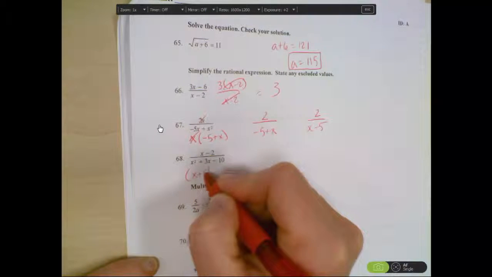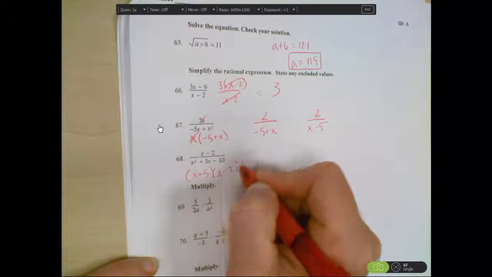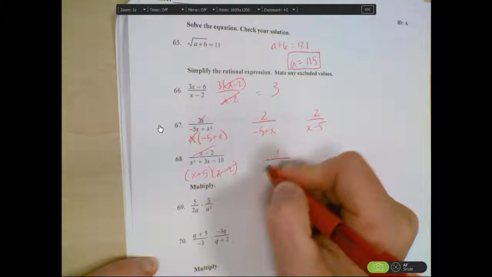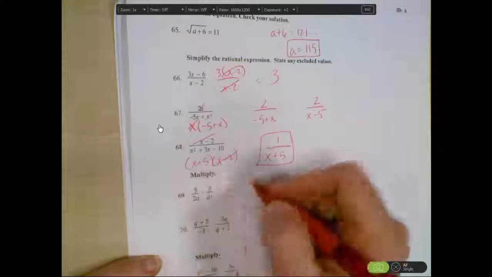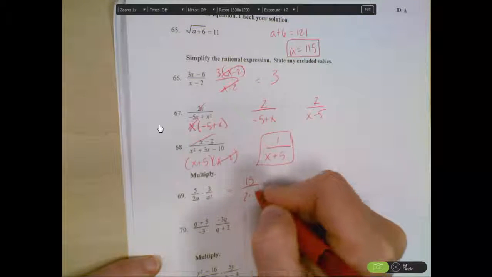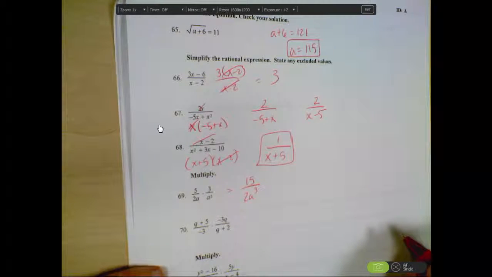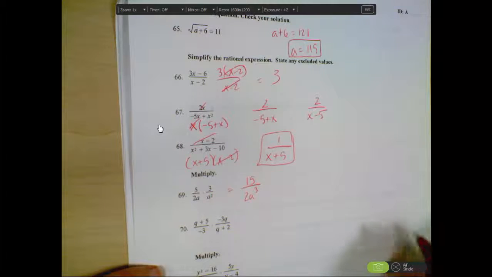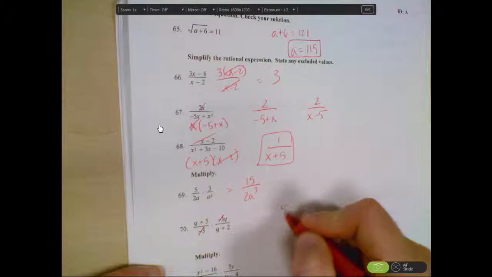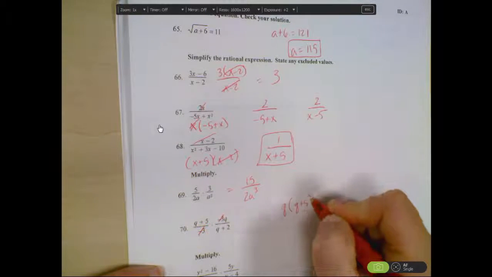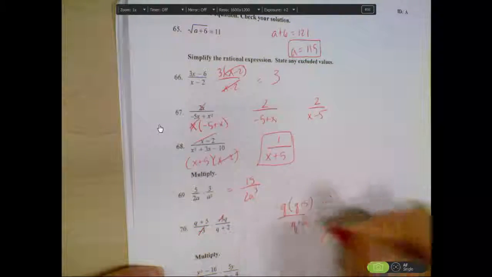This factors into x plus 5 times x minus 2. X minus 2's cancel. Answer is 1 over x plus 5. Here we're going to multiply straight across. There's nothing more you can do. Nothing cancels out. That's your answer. Here the negative 3's cancel out. So your answer is q times q plus 5 over q plus 2. That's all you can do.